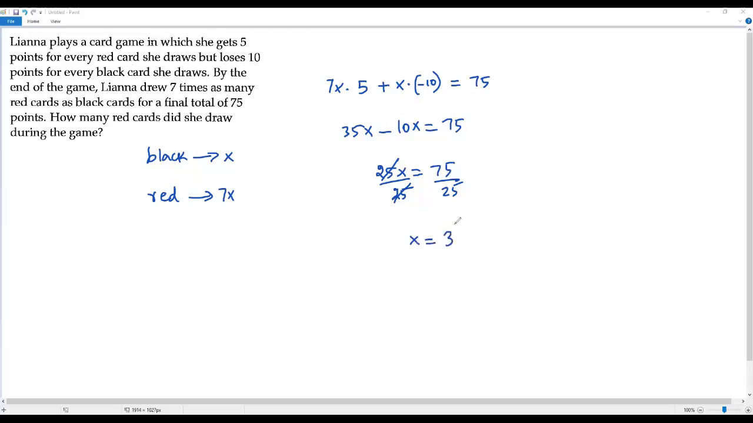Okay, now I got the value of x, that is 3. That is, x represents the number of black cards. That is, she drew 3 black cards. And to get the number of red cards, we have to plug in x equals 3 over here. When I do so, 7 times 3 is equal to 21 cards. According to the question, we have to find the number of red cards Lianna drew during the game. She drew 21 red cards during the game.